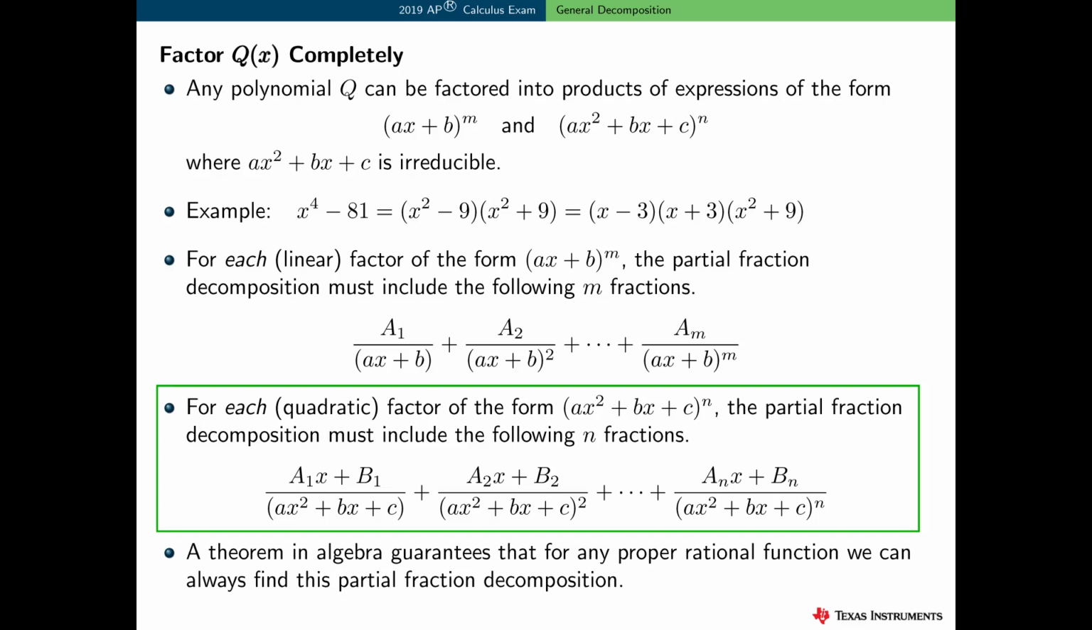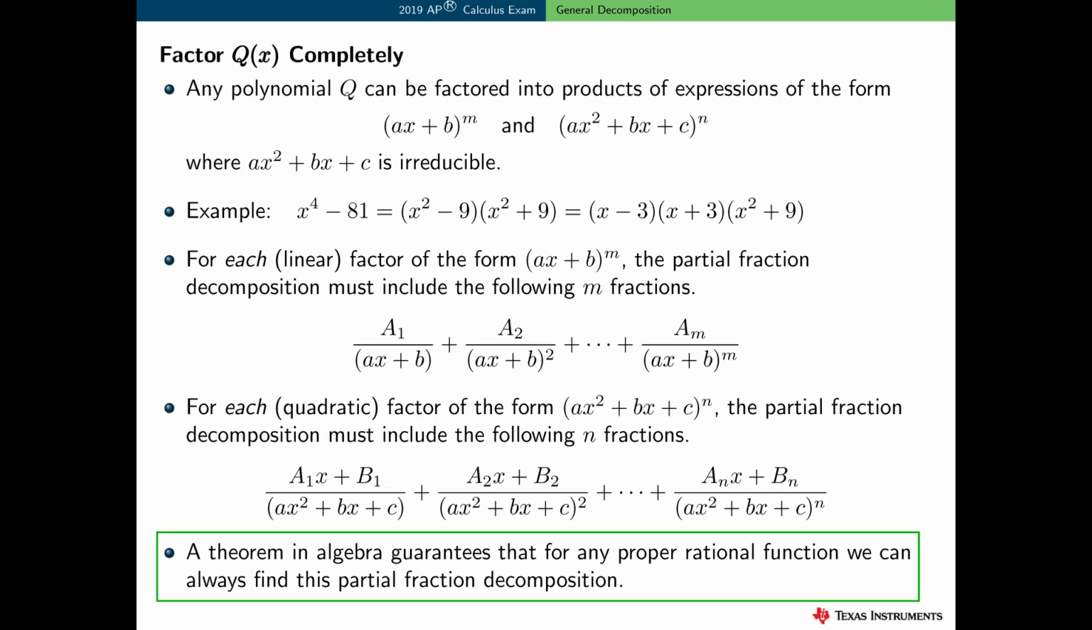And for each quadratic term of the form ax squared plus bx plus c raised to the nth power, the partial fraction decomposition must include these n terms. Now, again, some of the constants, the capital A's and B's, may be 0, but we need to consider all n terms. Now, I admit that this decomposition might seem a little strange. However, a theorem in algebra guarantees that for any proper rational function, we can always find this partial fraction decomposition.